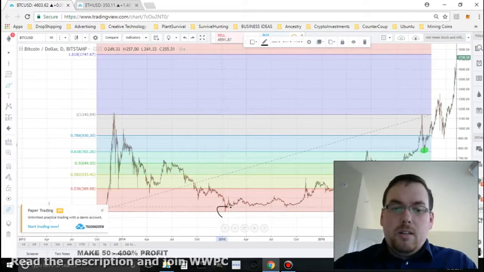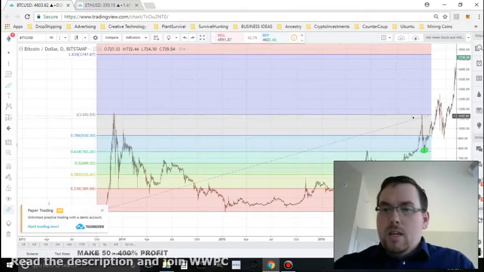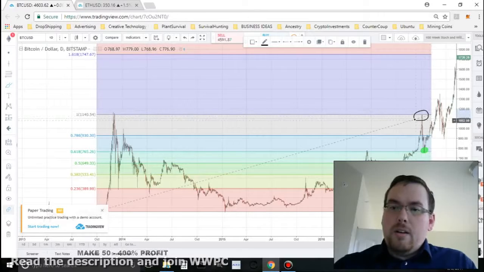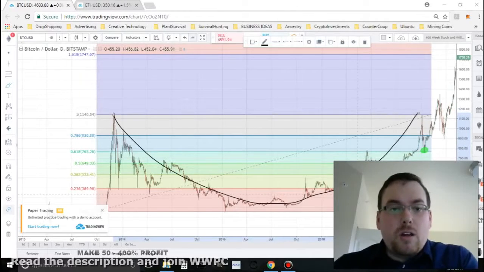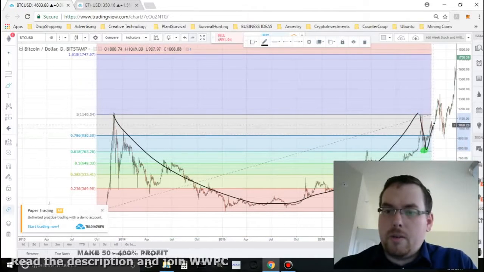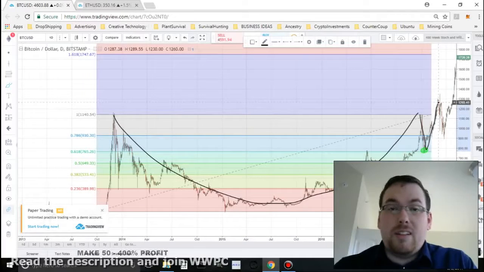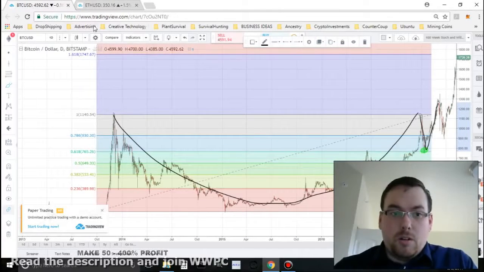So I begin the Fibonacci retracement from the low there, and then I bring it up to the high of the cup and handle formation. So I have drawn the cup formation here, and here is the handle retracement that Bitcoin did right before it rallied to new highs. So if we go to the Ethereum chart, we can look at the same level.